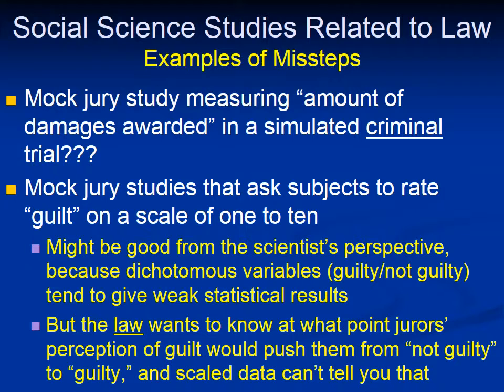And of course, reading the data in a scaled fashion isn't going to tell us that if we just have the jurors decide, I think on a scale of 1 to 10, this criminal defendant is guilty at about a 3.